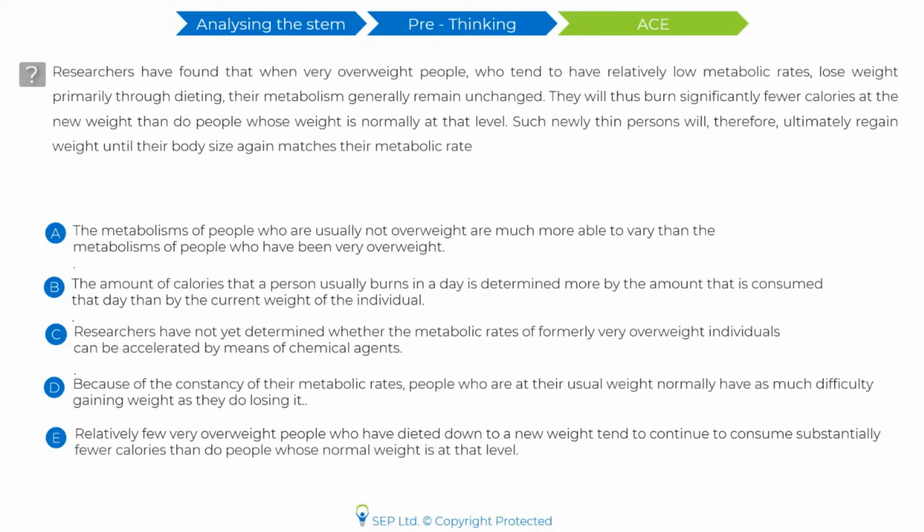What does A say? A lot of you chose A, huh? The metabolisms of people who are usually not overweight. Now, this is not the category that we are talking about. We are talking about metabolisms of newly thin people. However, let me read on to make sure I don't miss anything in this choice. The metabolism of not overweight people are much more able to vary than the metabolisms of people who have been very overweight. What this choice means is metabolism of very overweight people does not vary, correct? And this we already know.